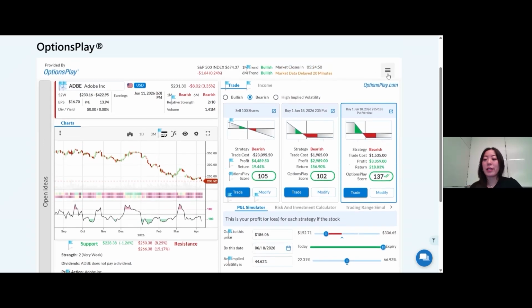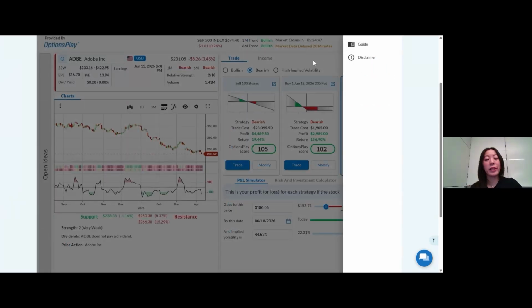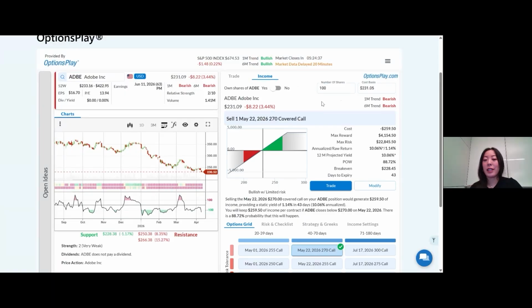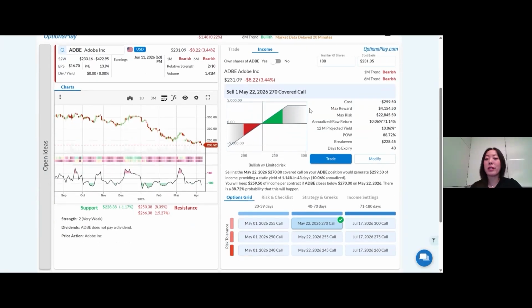So that section there is if you're using OptionsPlay to speculate, but what if I wanted to use options to generate income? I can also toggle to the income section here. Again, depending on whether I own shares of Adobe, it will either suggest a covered call if I own Adobe shares, or a secured put if I do not own Adobe shares. Same concept, it has all the data points for this particular option strategy, as well as the trade button. You can also adjust your risk tolerance and time horizon for contracts for whichever option ideas you're looking to search for.